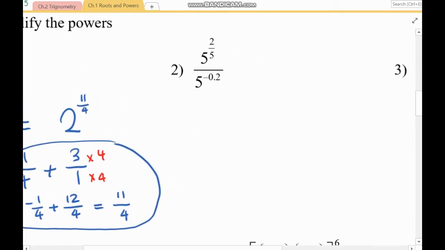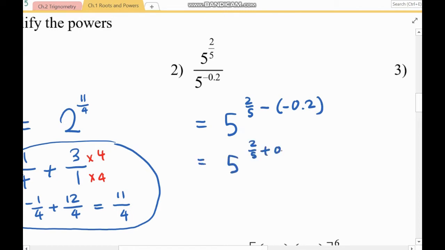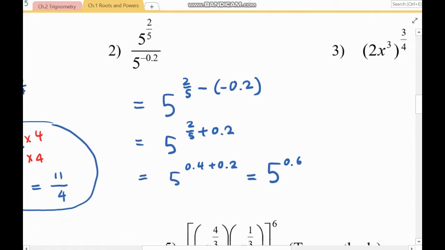So here, this one. Division: 5 to the power of 2 over 5, subtraction, because it's a division, minus 0.2. Then it's basically 5 to the power of 2 over 5 plus 0.2. Okay, how would you change 2 over 5 to a decimal number? 2 divided by 5, if you put that into your calculator, that becomes 0.4 plus 0.2. So the answer will be 5 to the power of 0.6.